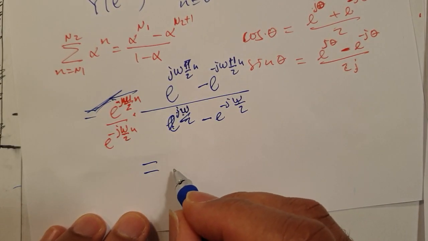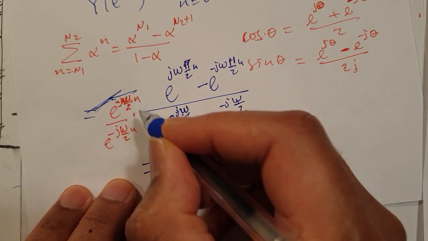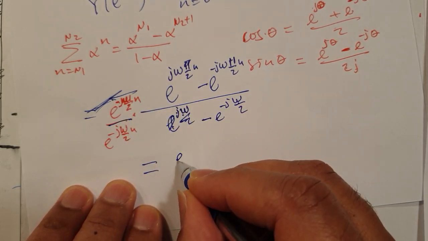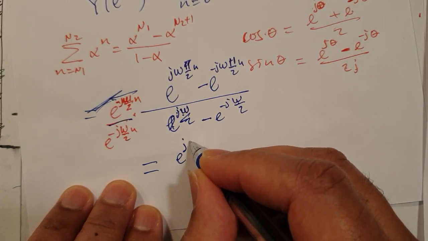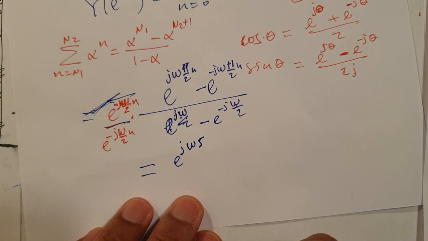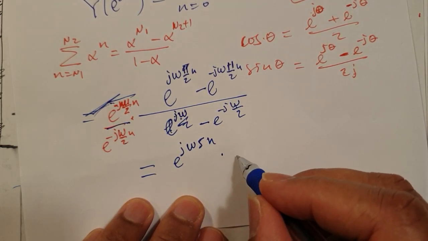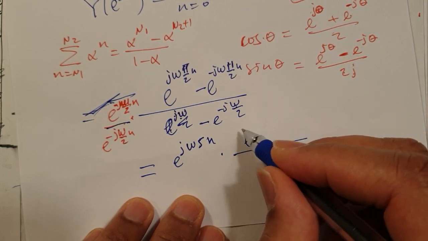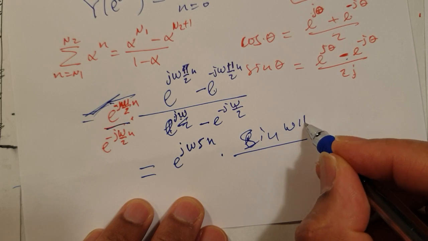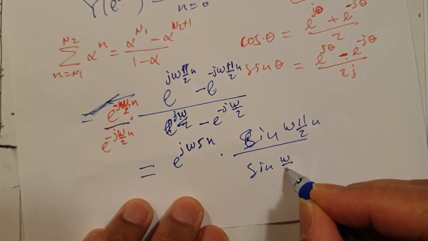And at the end, what we will have is 11 divided by 2, and because the angles will subtract, it will be equal to e to the j omega 5 times, because I'm subtracting, as I said, a sine of omega 11 divided by 2, and here I will have sine of omega divided by 2.